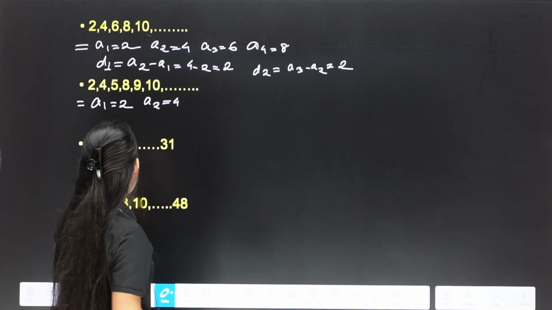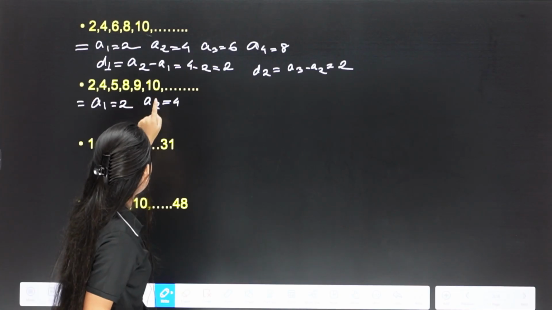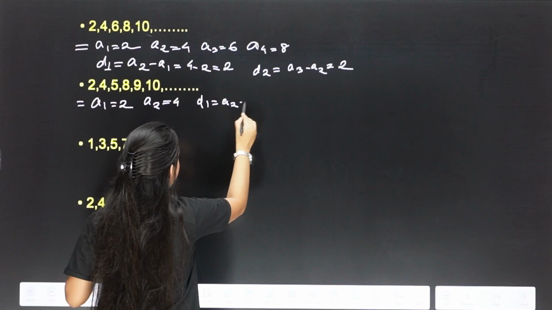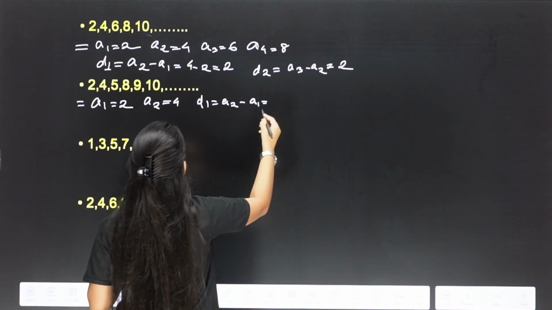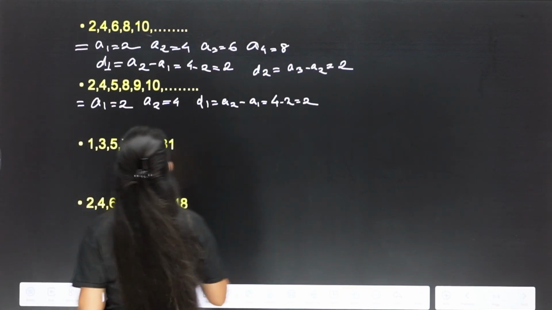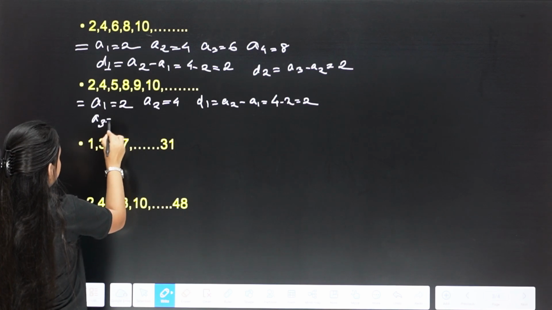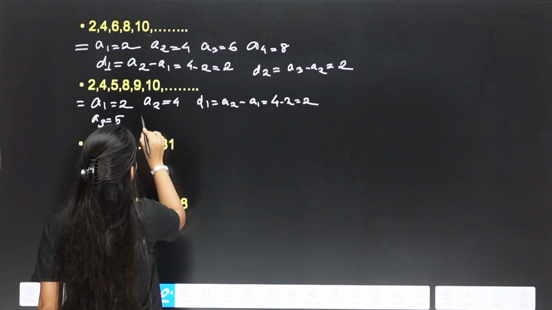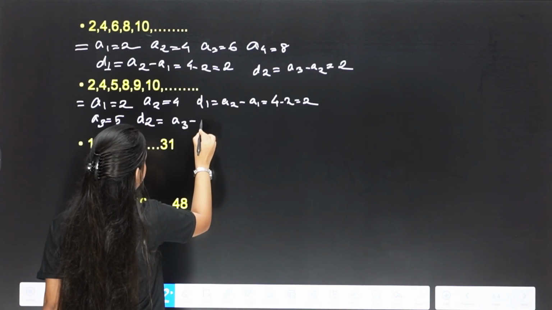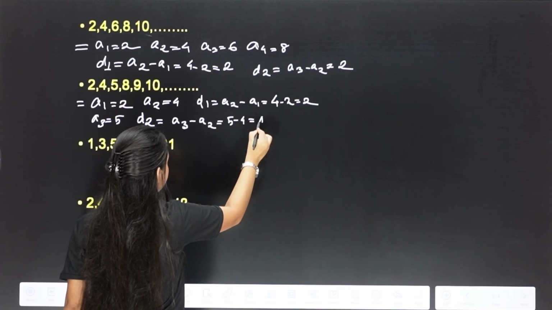First of all, we will find the first common difference, that is D1. D1 is equal to A2 minus A1, that is 4 minus 2, that is 2. Again, what is the third term? The third term is 5. So what is the second common difference? That is D2. D2 is equal to A3 minus A2, that is 5 minus 4, that is 1.